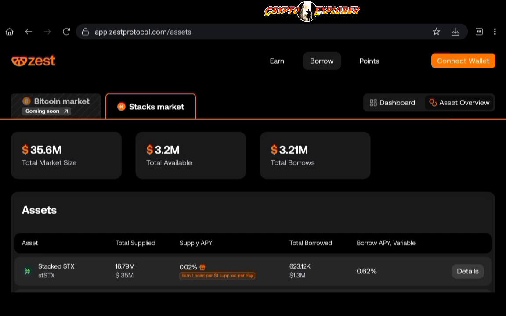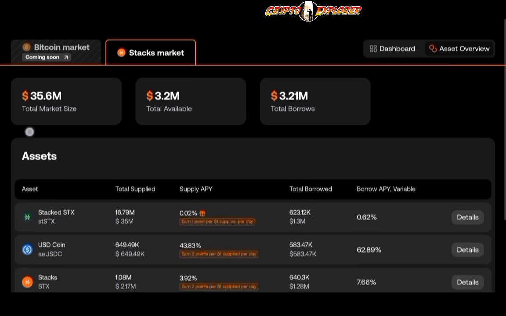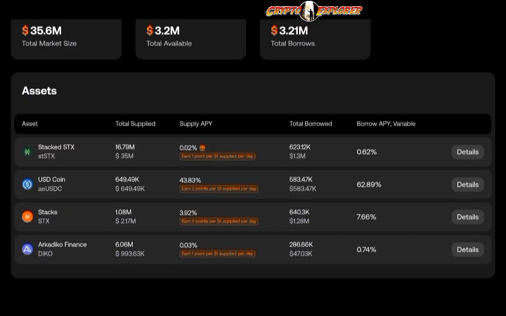The Bitcoin market is coming soon. Right now, the Stacks market is the one currently ongoing. Very generous supply APYs right now for the stablecoin USDC, and that's because the total borrowed is very close to the total supplied. So with more demand here on the borrowing side, better yields will be granted to the one supplying with the higher APY. So for a stablecoin, over 40% APY is not looking too bad, to be honest.